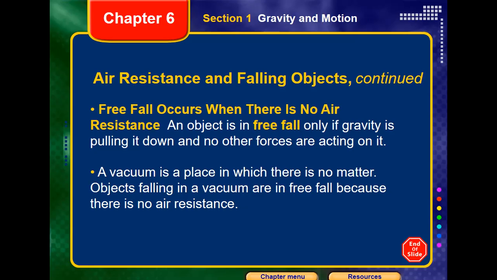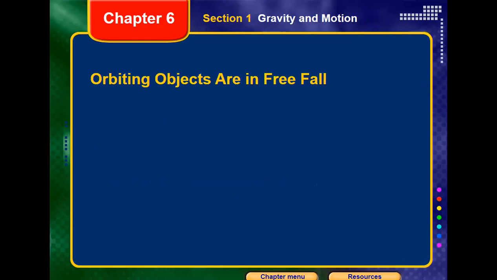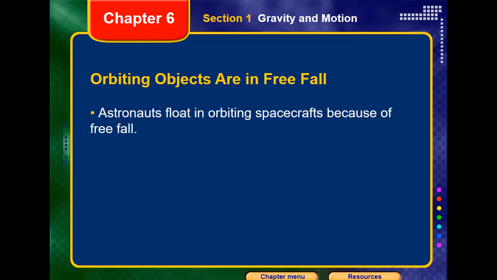That's why astronauts in space appear weightless. They are weightless because, actually, there is no gravity. As there is no gravity, they feel weightless and they could jump, because there is no force affecting their body. So astronauts float in orbiting spacecraft because of free fall.